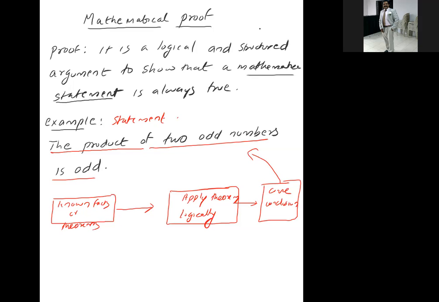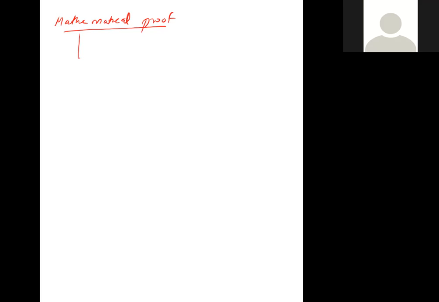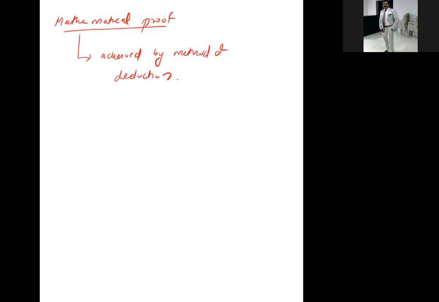So what is basically an example? Okay, so this mathematical proof is achieved by using a method of deduction. So what is the method of deduction? I will give an example. So we will come to our previous example. So what was our statement?